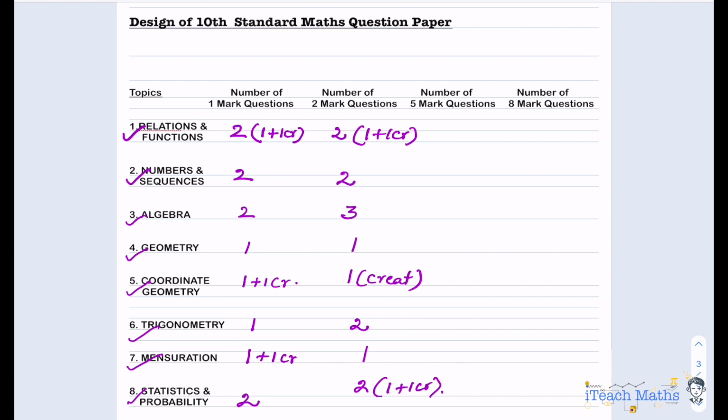Now let us go into the 5 mark question distribution. The first chapter has 2 questions from the text. The second, 2 questions from the text. The third one, 3 questions, out of which 1 is created. The fourth one has 1 from the text. The fifth one, 1 from the text. The sixth one, 1 from the text. And the seventh one, 2, 1 from the text and 1 created. The 8th chapter has 2 questions, 1 from the text and 1 created.